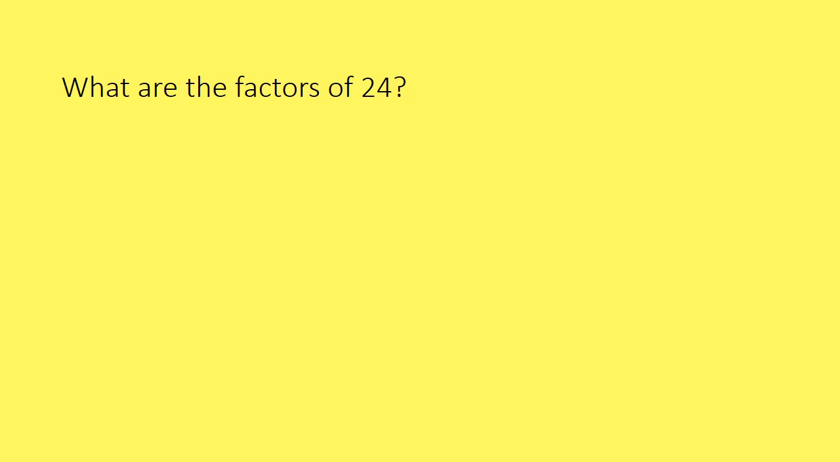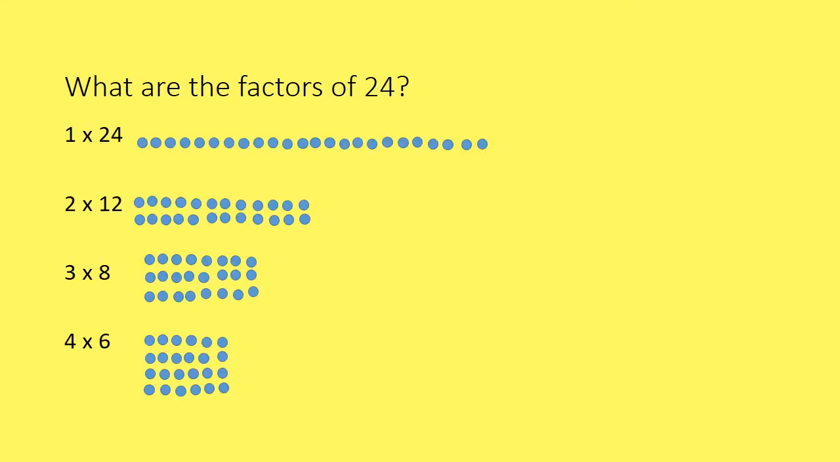So let's have a bit of a practice. Pause the video and in your book, write down the factors of 24. So let's check how you got on. Remember, when you find factors, we usually find factor pairs, numbers that you can multiply together to make the number, and we try to write them down in a systematic way so that you don't miss any of those factors.